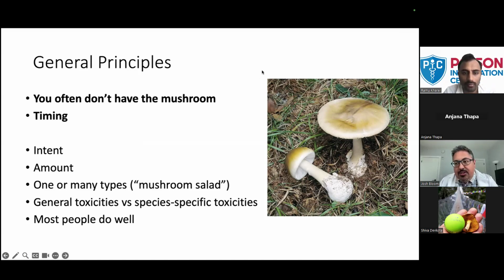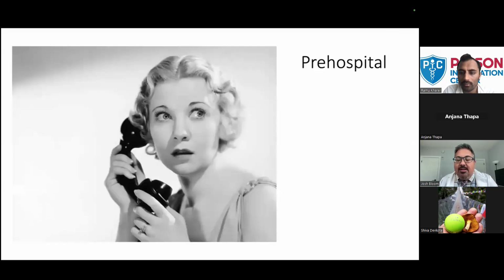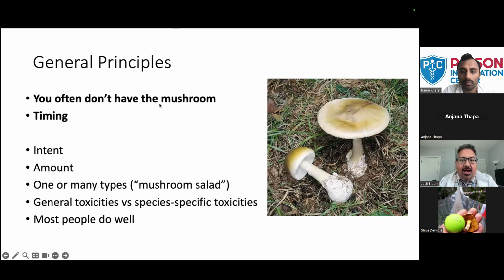Oftentimes when you see these patients, you have at best their description of the mushroom. And since a lot of folks have access to the internet, they might pull up a picture of a similar mushroom, but you should be aware that many mushrooms look alike, and the best that you can often get from patients is the color, the general shape, perhaps the type of environment, and some very knowledgeable patients might even be able to tell you the types of trees that were nearby. But an important aspect that you can collect in your history is the timing, because that makes a big difference in clinically assessing and stratifying these patients.